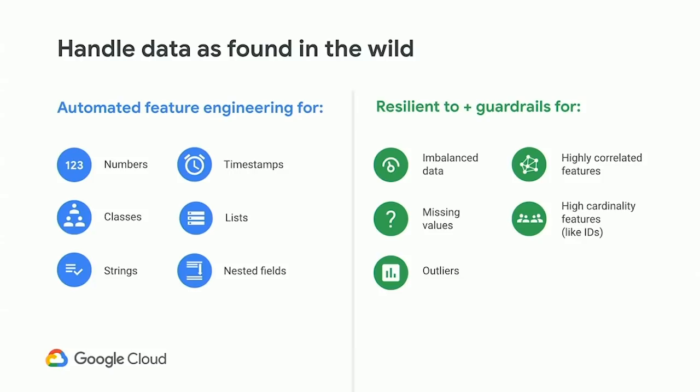Digging deeper into some of these different steps. On the data ingestion side, we seek to handle data as found in the wild. So we provide automated feature engineering for essentially the major data primitives that you can find in BigQuery, things like numbers, timestamps, classes, lists, strings, and nested fields. We do know there are other data primitives out there that we could cover, but this is our starting point. And we also worked hard to ensure that we're resilient to and provide guardrails for imbalanced data, missing values, highly correlated features, high cardinality features, like if every row had a different ID, and outliers as well.